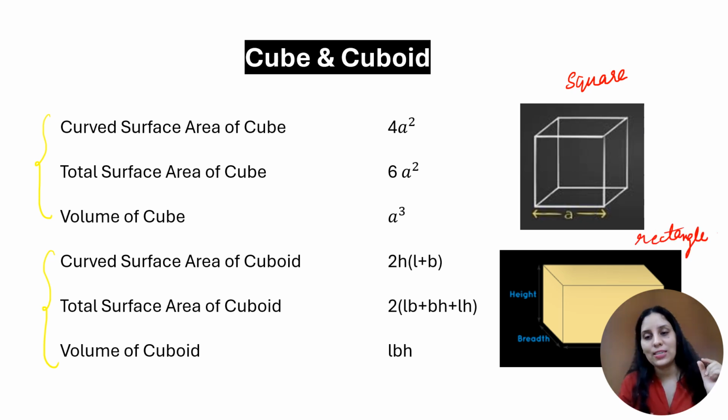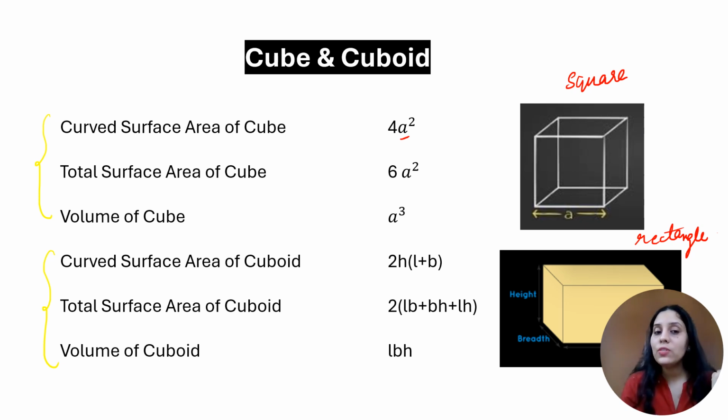Both have six faces. Now, CSA of cube, as we know, CSA is four faces. So it is 4a square. A square is the area of the square. Now, CSA of cuboid. Cuboid is four walls. So it is four walls, 2h into (L plus B). So this is the CSA of cuboid.